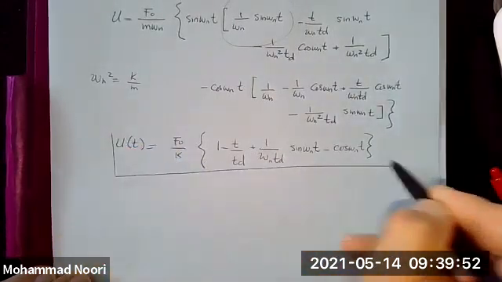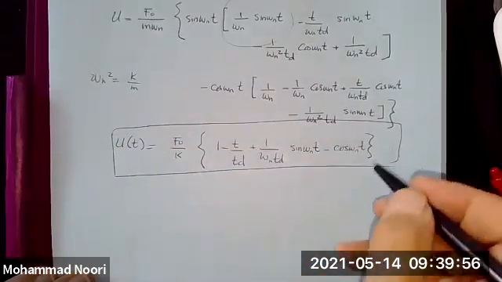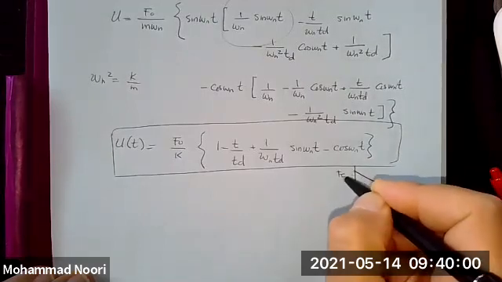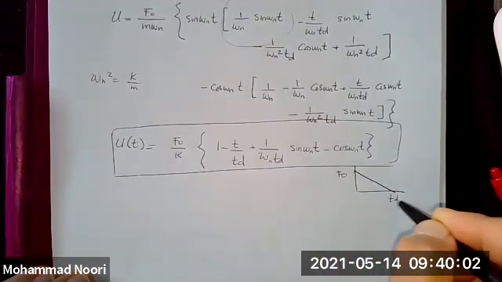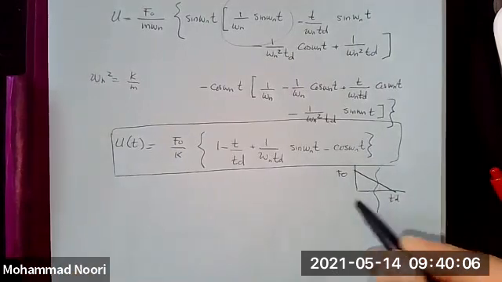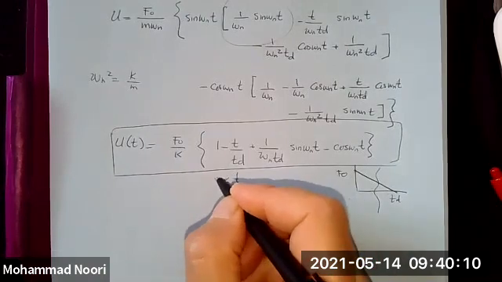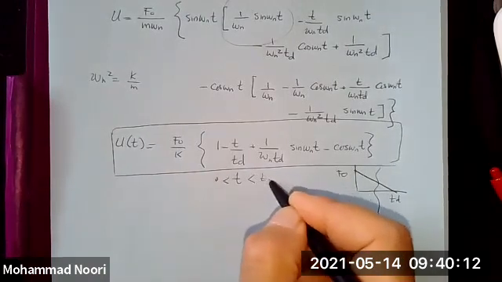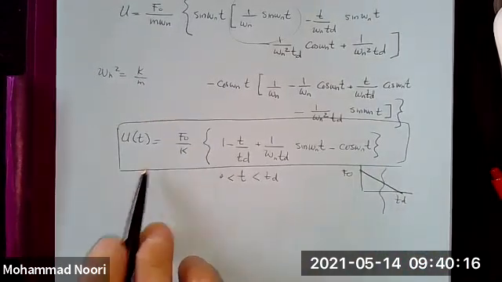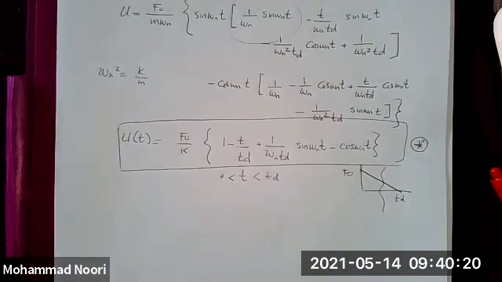So the response of the system when you have the forcing function still acting on the system, in other words anywhere from here to here, where t is greater than 0 and less than t d, is given by this function.